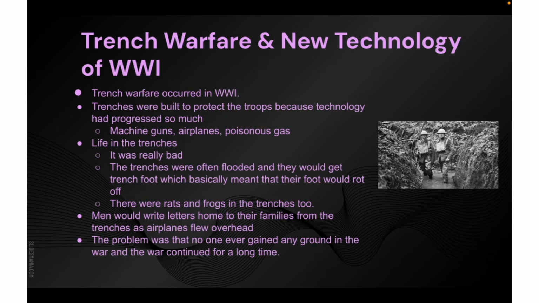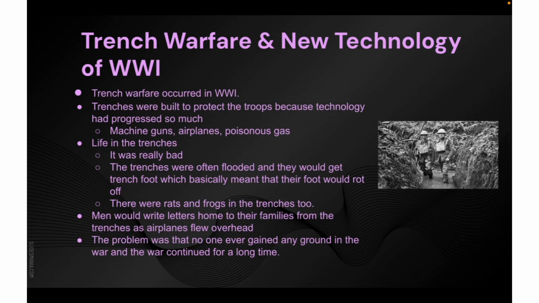Trench warfare in World War I involves several things. So, for example, we have trench warfare that occurs in World War I, and that is when the men would fight in the trenches. The reason they had to do this is because of protection. The technology had progressed so much that it was really, really deadly. For example, you had machine guns, airplanes, poisonous gas. Poisonous gas was so bad sometimes that if you wouldn't get your gas mask on fast enough, you could actually cough up a lung. So it was just awful conditions in World War One.